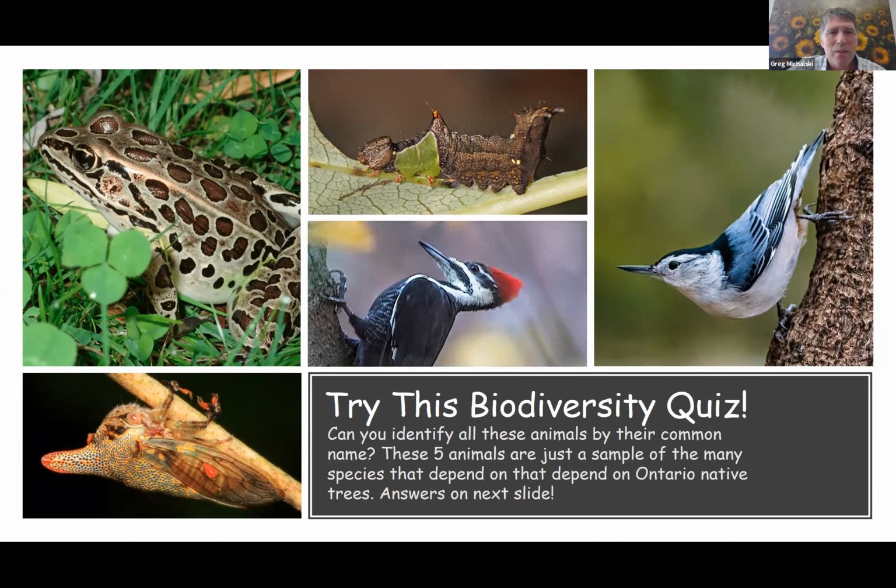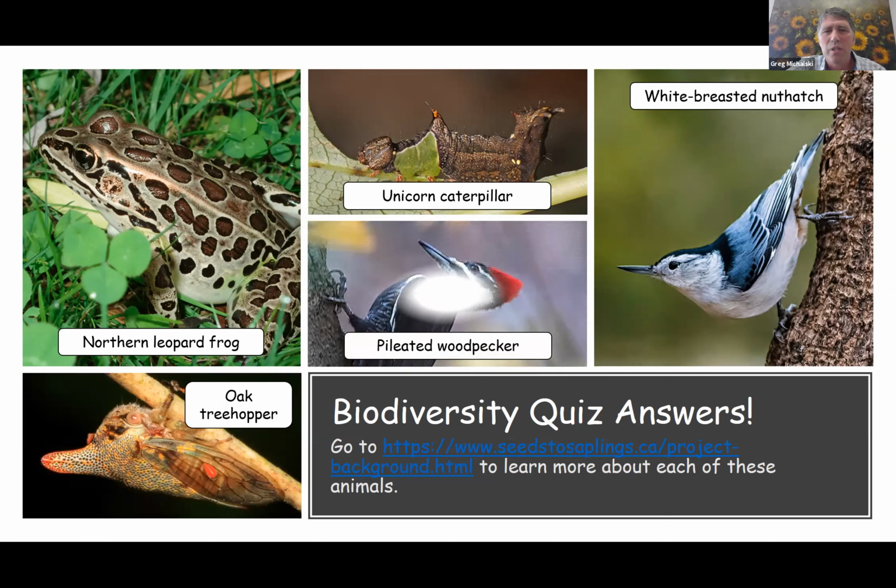And we will give you the answers here. So of course, when you're doing this with the kids, you can maybe even offer a prize to see who can get the most of these right without much research at the beginning. So these are 5 different species here that are associated with trees in Ontario.